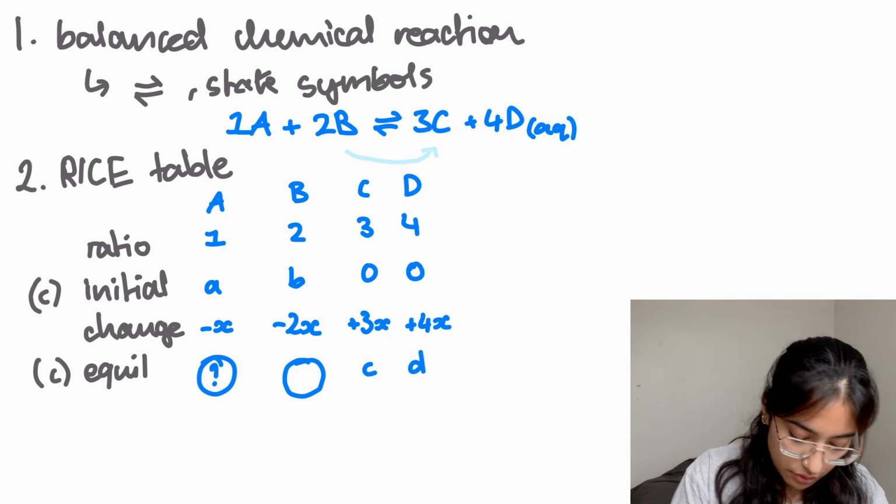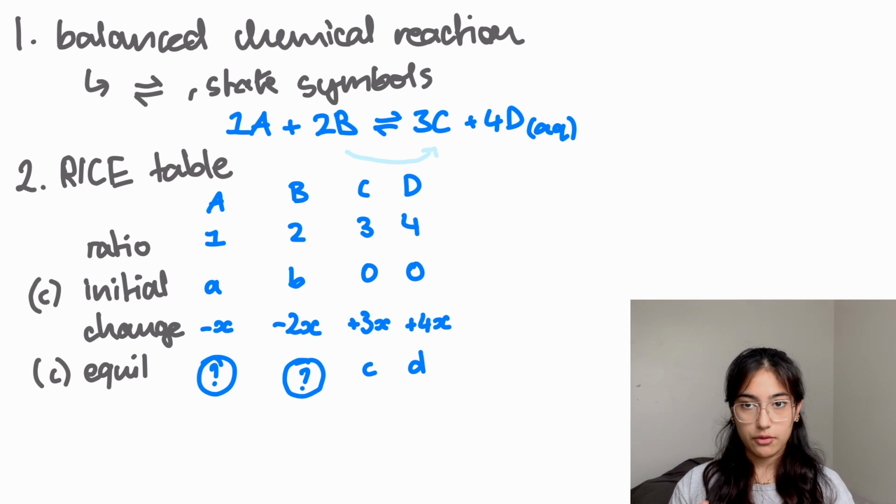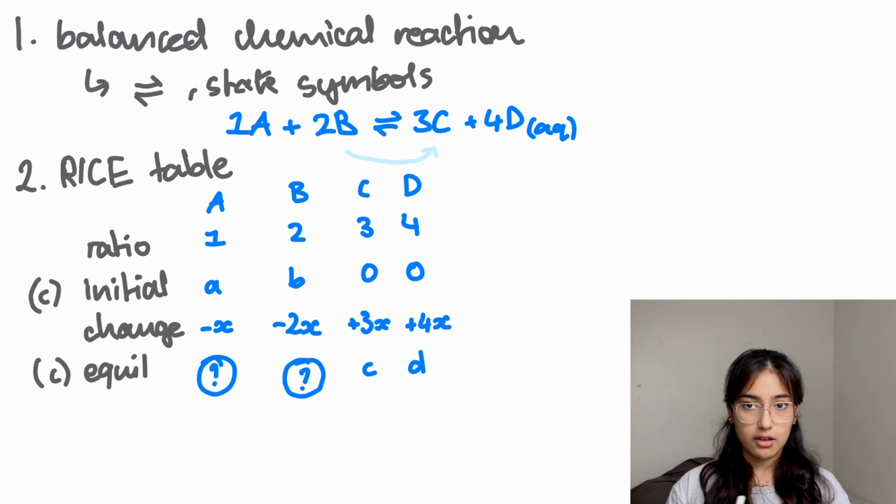The reason we use this RICE table is that it lays out all of the information really easily for us. We can quickly see what information we have and what information we need. That's really important when you're doing any maths question in Chem or in any science. You always need to have it really clear what information they've given you and what information you need to work out. That's one of the things that guarantees you get full marks.